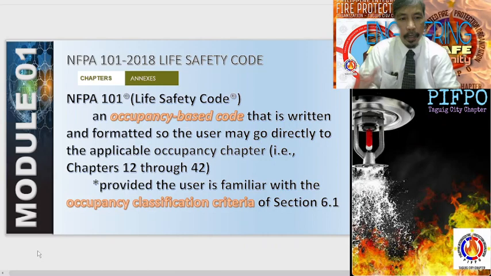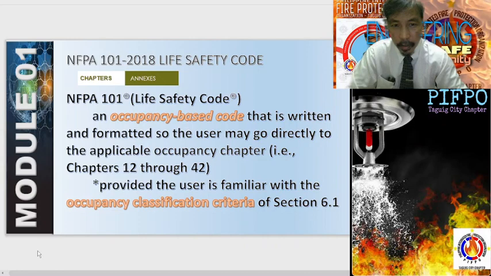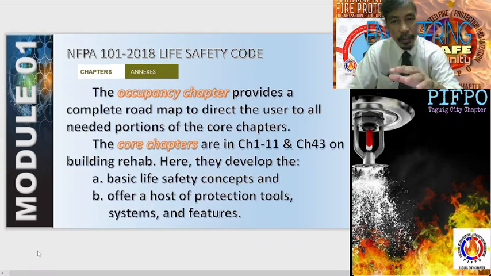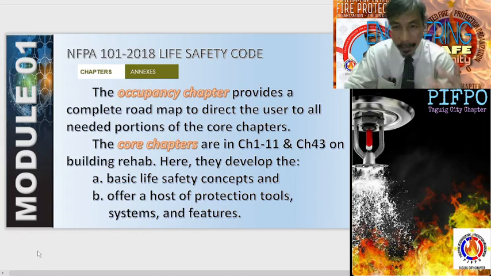It is different from the core chapters of other codes, but in NFPA 101 we have what? Basic life safety concepts. These are basic philosophy, and protection tools, systems, and features are there. So aside from the occupancy chapter, we will be directed to look back. Look back: the core chapters are only located in the earlier chapters. So occupancy chapters are located at the last part of the code.